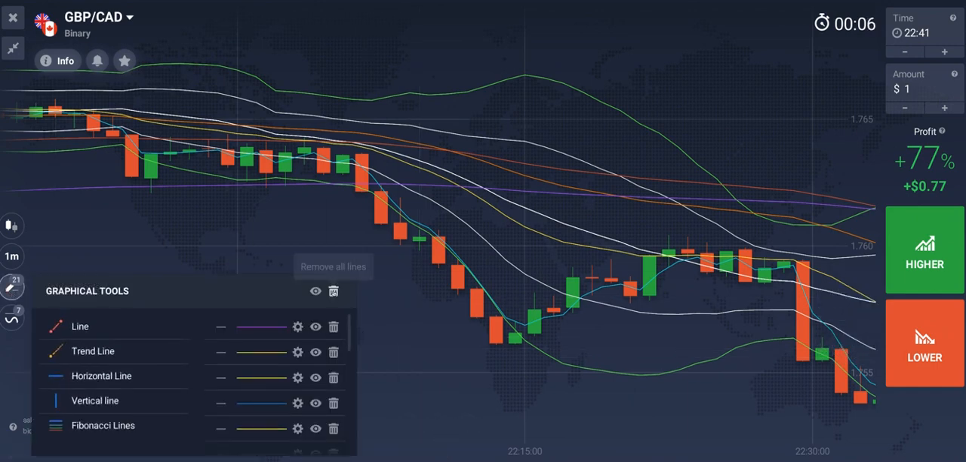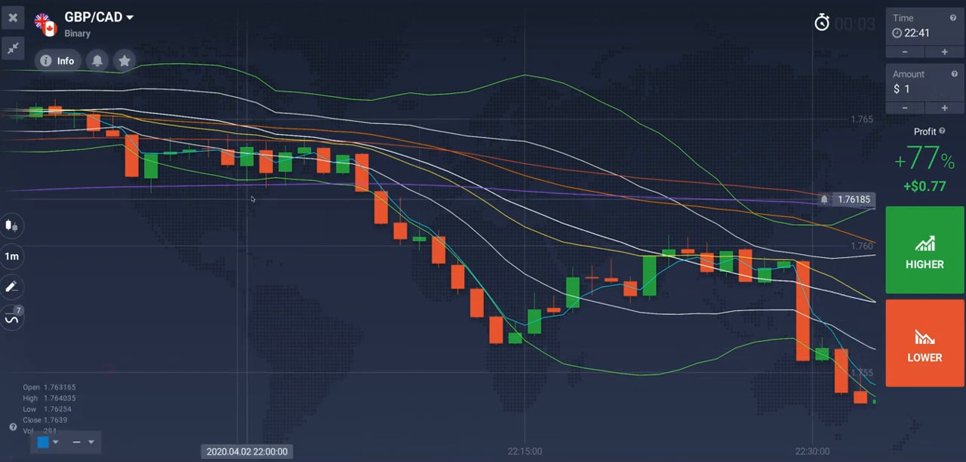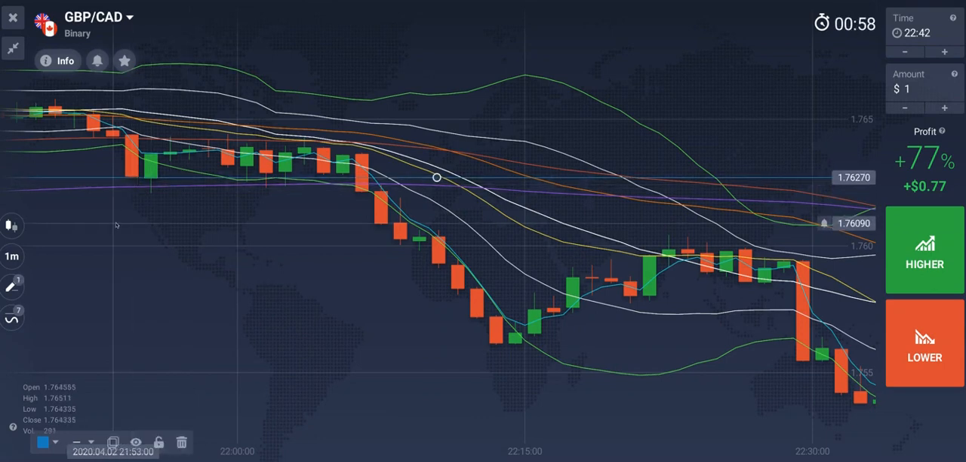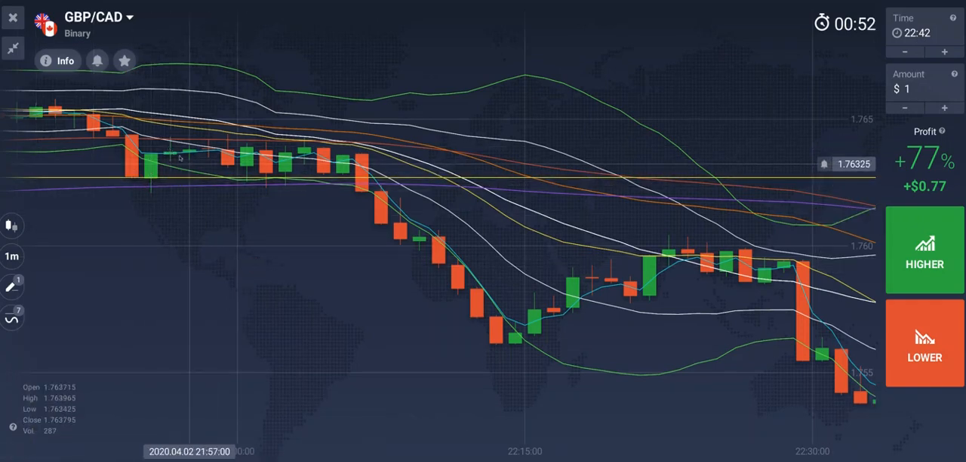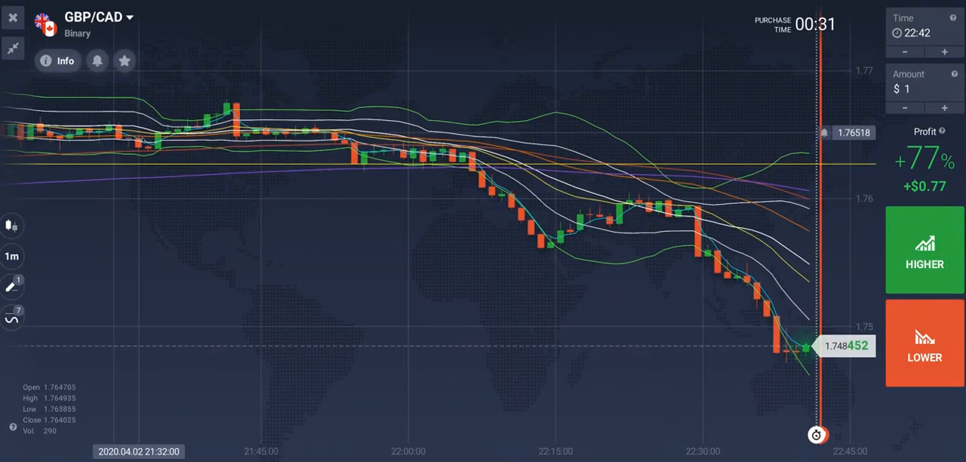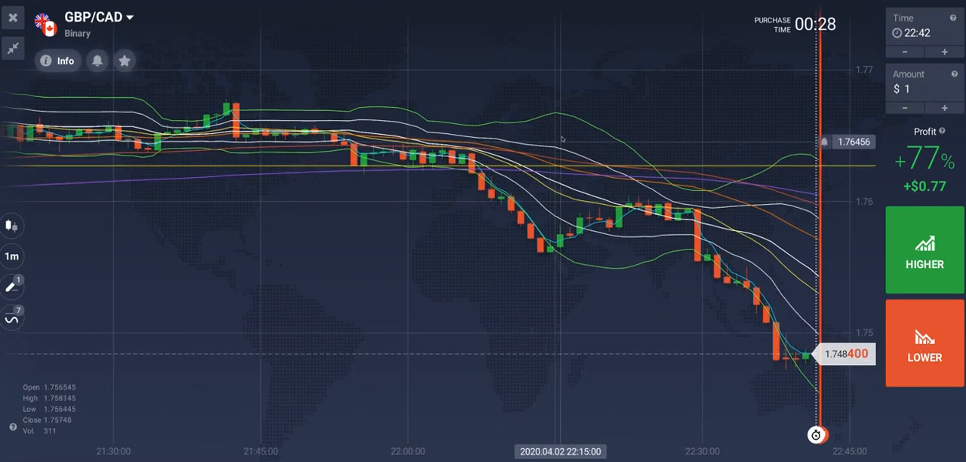Let me clear this. You can see this was a major key level based on the round number, and you can see the behavior: trying to break, couldn't break, trying to break, couldn't break. The 200 EMA is supporting, not allowing the buyers to break, but the market is not able to go higher, and the EMAs are starting to shift from a major up to a major down.